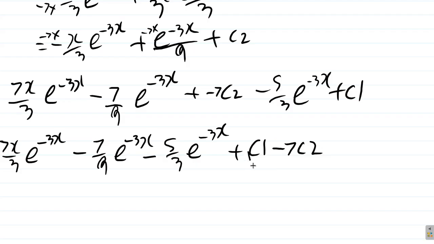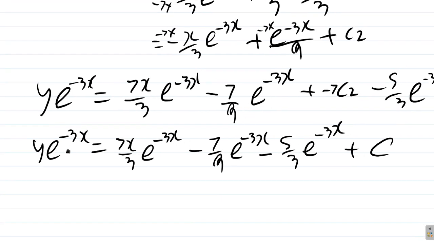Well, guess what? This is a constant that we don't know. c1 is a constant that we don't know. c2 is yet another constant. Multiply c2 by negative 7 is another constant again. So all of this is just one constant. So let's call it c.